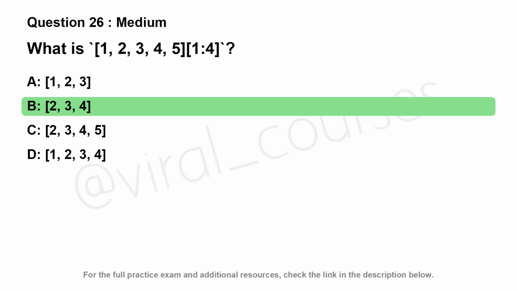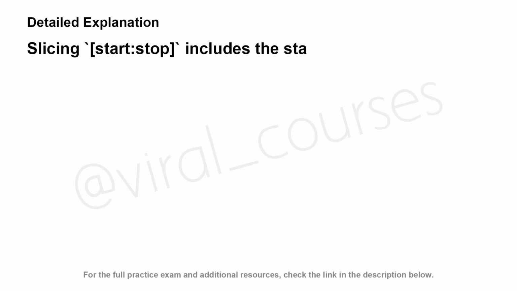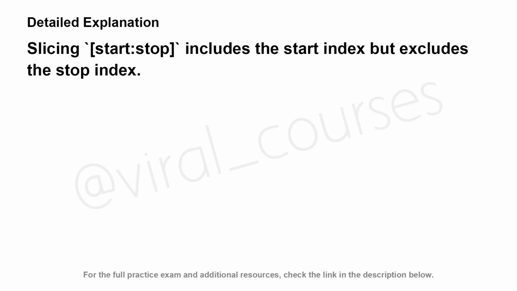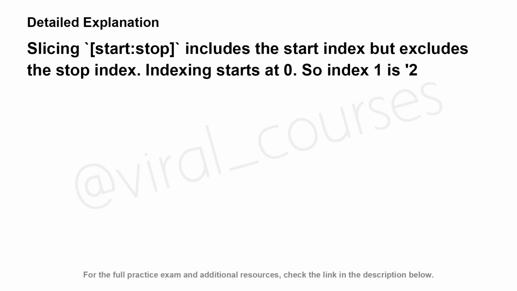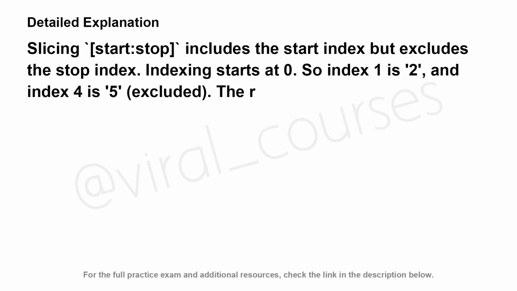The correct answer is B. Slicing [start:stop] includes the start index but excludes the stop index. Indexing starts at 0, so index 1 is 2, and index 4, which is 5, is excluded. The result is [2, 3, 4].